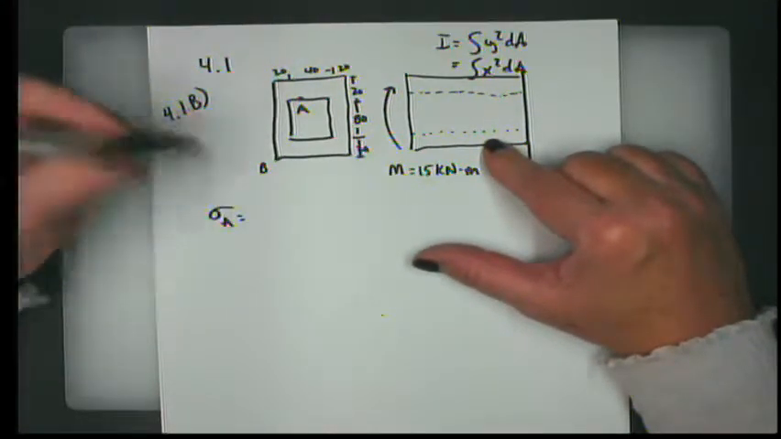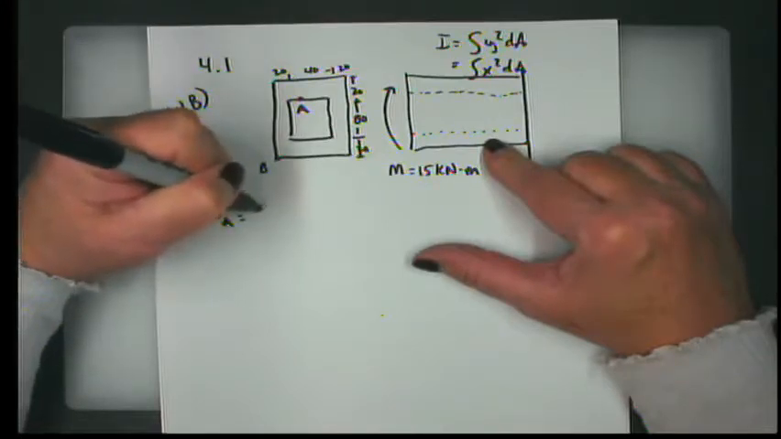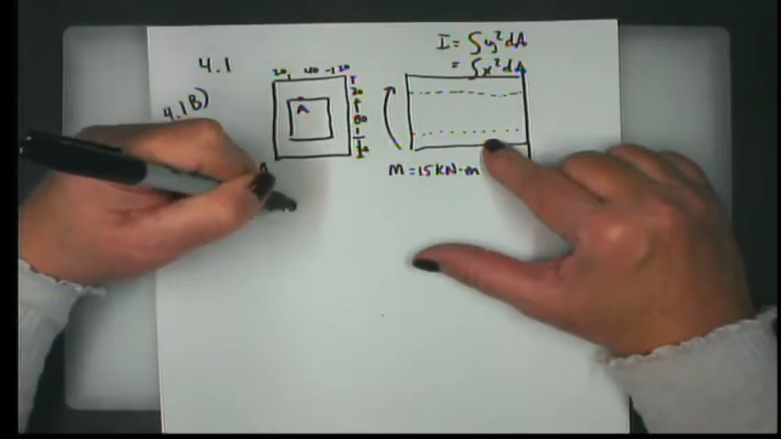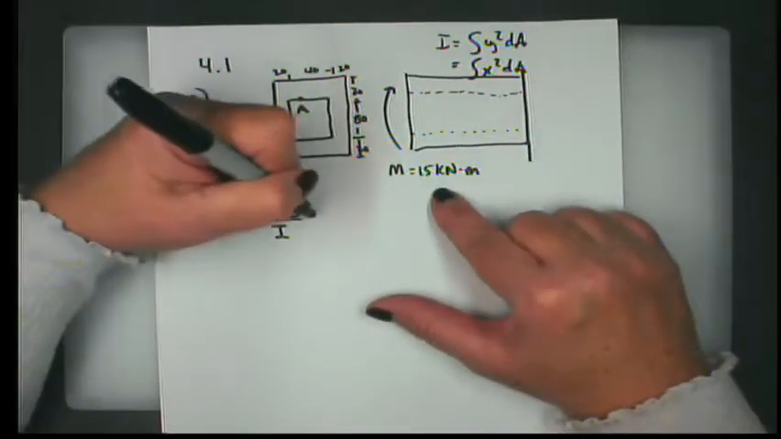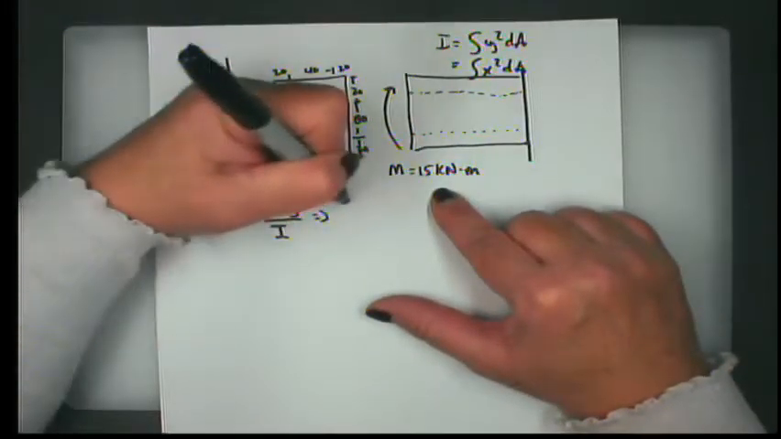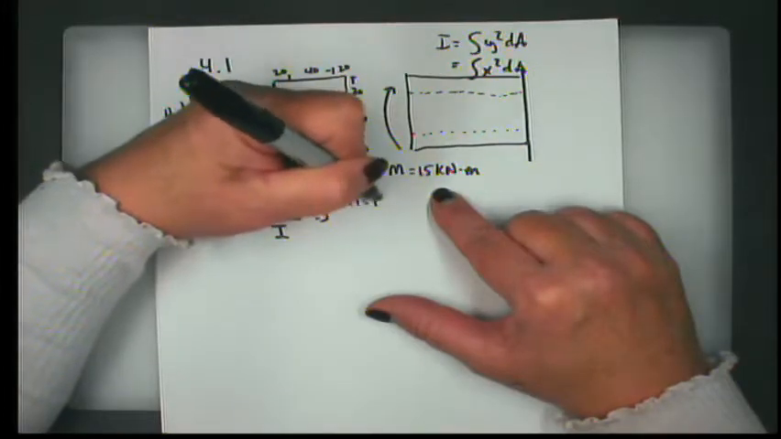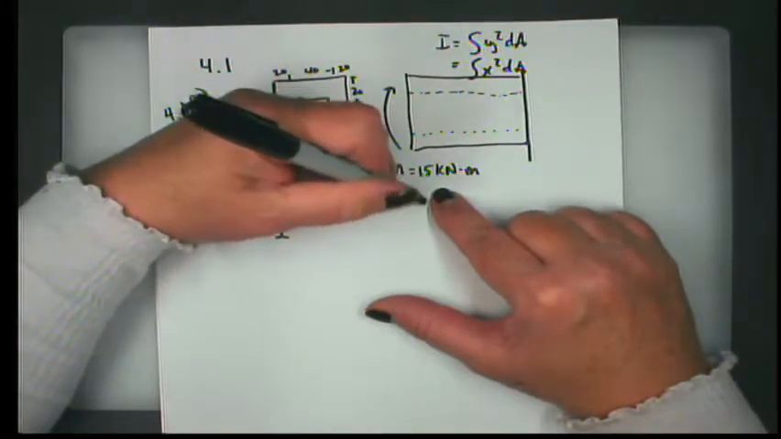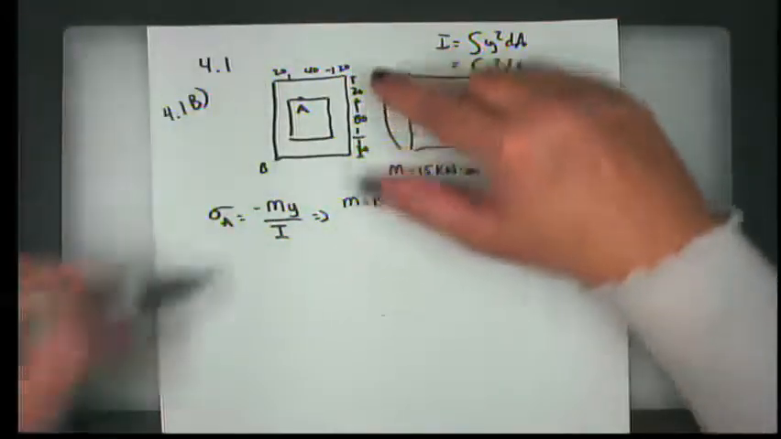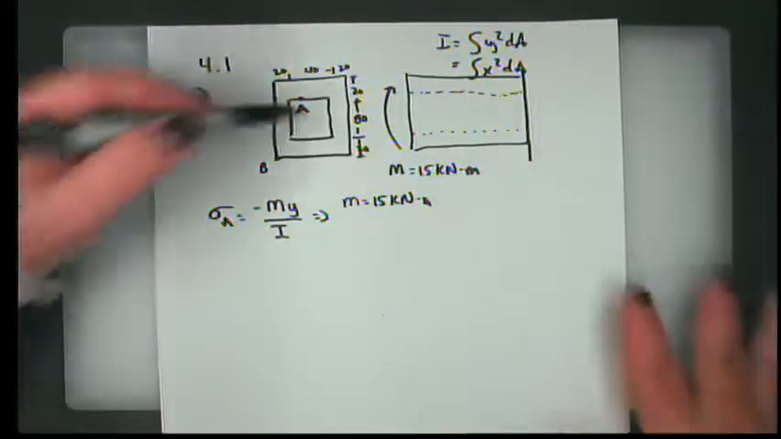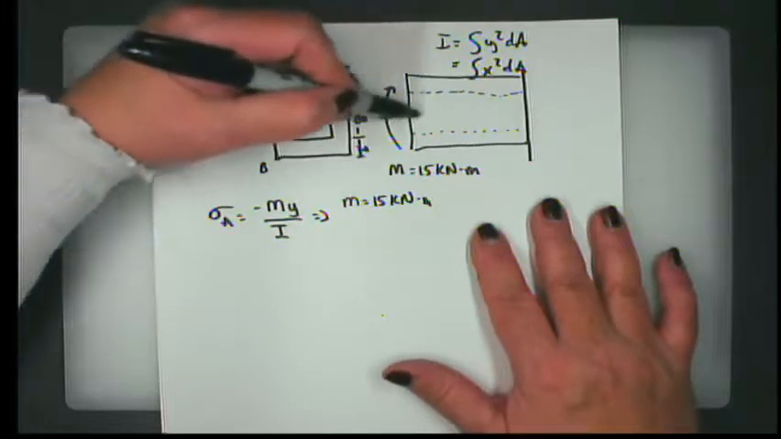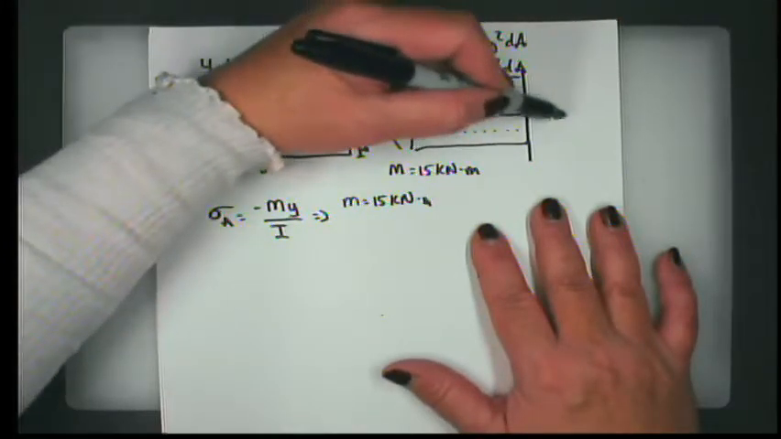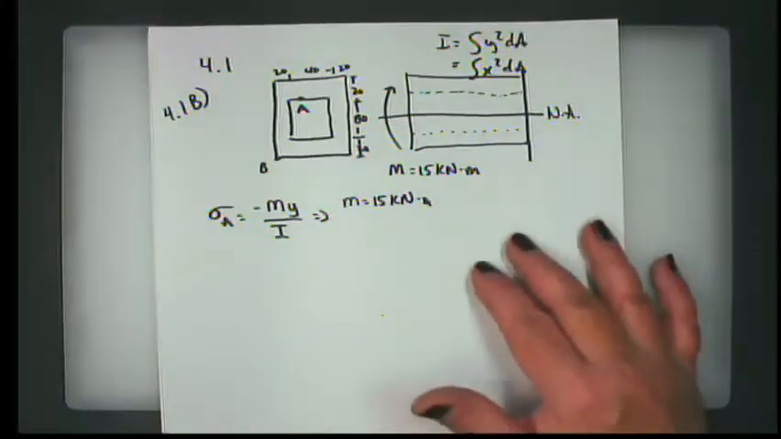Well, this is pure bending, so it's equal to minus My over I. I know that my moment is 15 kilonewton meters. What is my y? My distance from my neutral axis. Okay, because this is symmetric, the neutral axis is going to go right through the middle. Everything that we deal with at first is going to be symmetric.